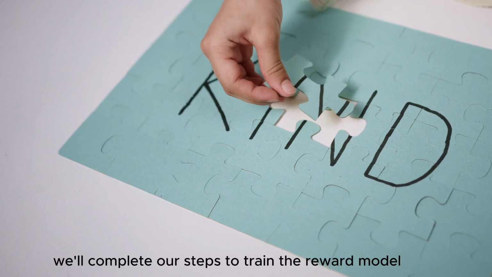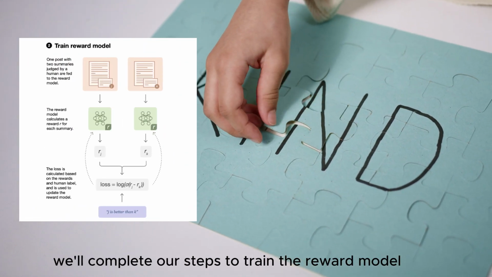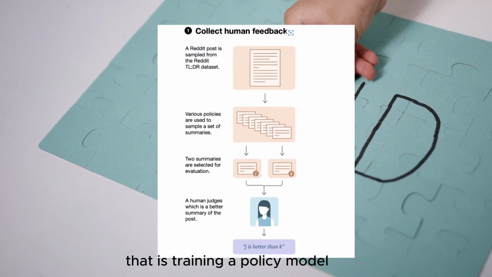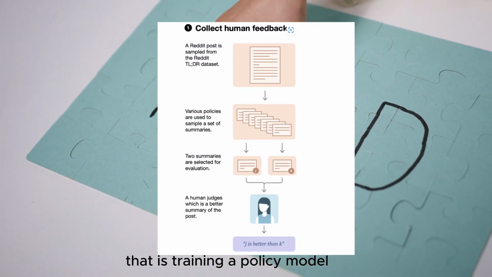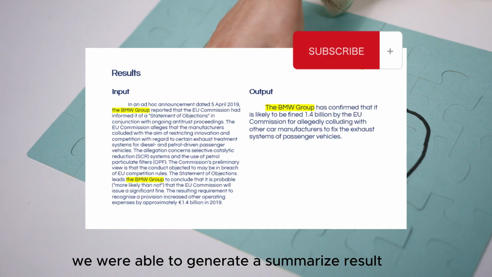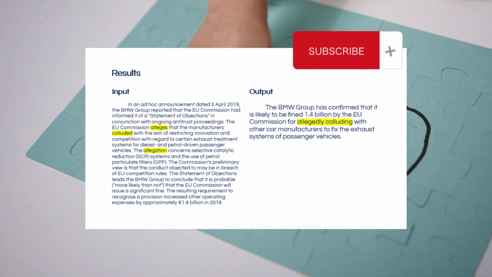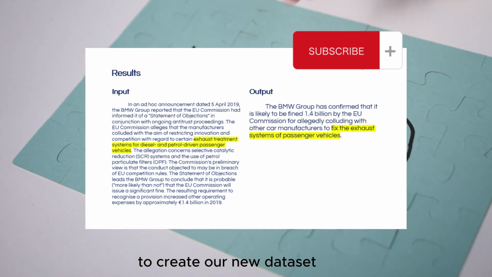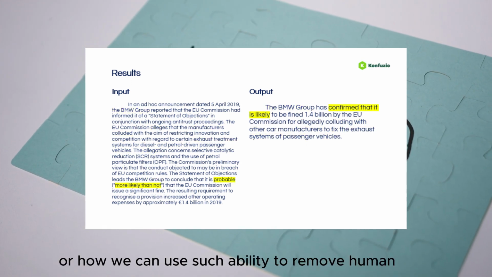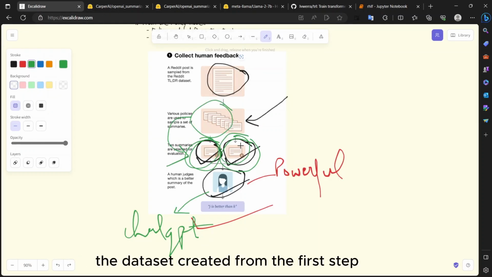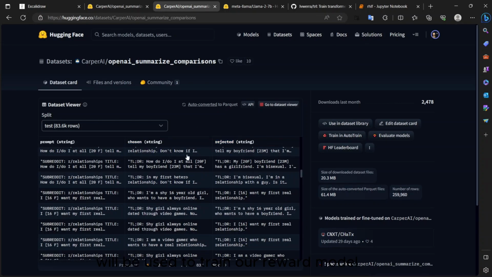In this video, we will complete our steps to train the reward model and policy model with PPO. After the first step, that is training a policy model, we were able to generate a summarized result of a given text, and we will see how we can use that result to create a new dataset with the help of humans, or how we can use ChatGPT to remove humans from these steps. The dataset created from the first step will be used to train our reward model, that is the second step.